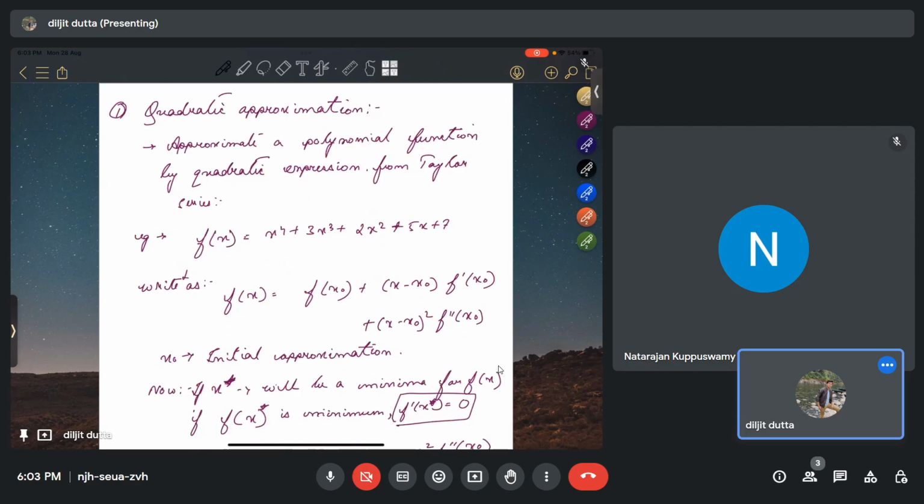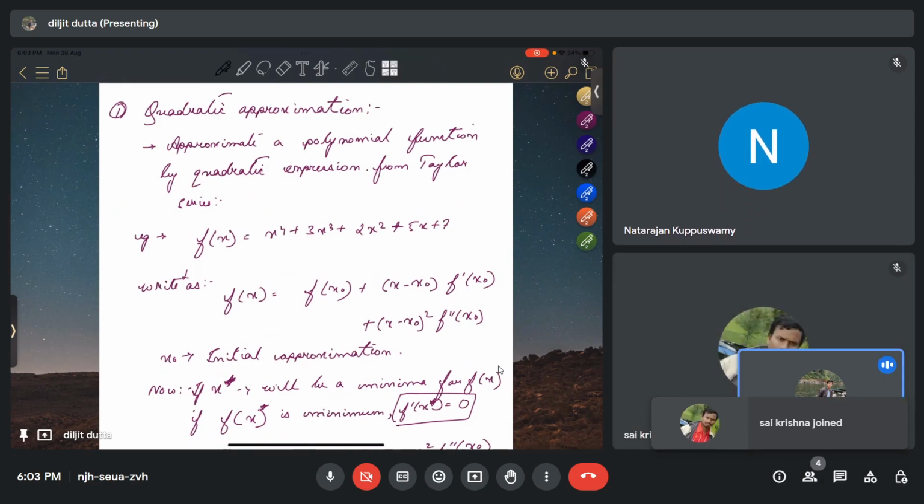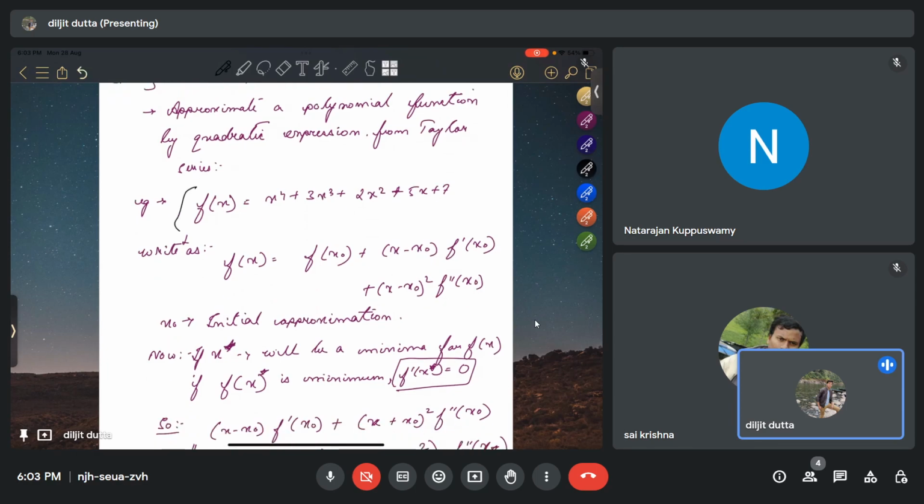So what is the quadratic approximation method? This is a method for solving a multivariable or single variable optimization problem by approximating the polynomial function as a quadratic expression, and this quadratic expression can be derived using the Taylor series. For example, if f(x) is given like this, suppose it's a fourth order polynomial, x to the power 4 plus 3x cube plus 2x cube plus 5x plus 7, we'll expand this f(x) in terms of Taylor series up to two terms.